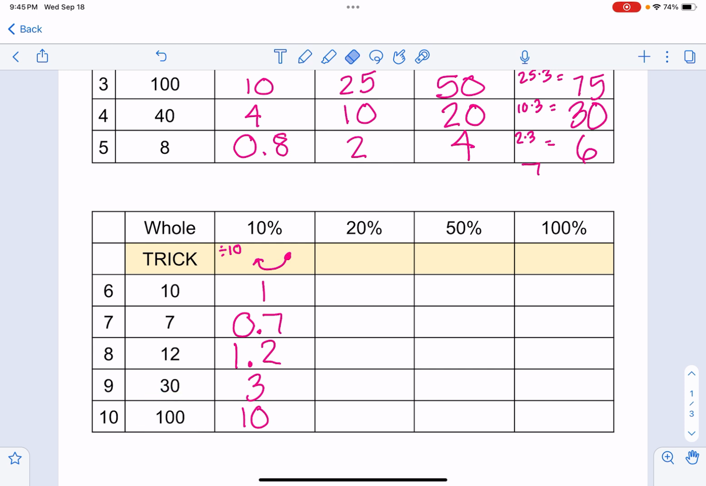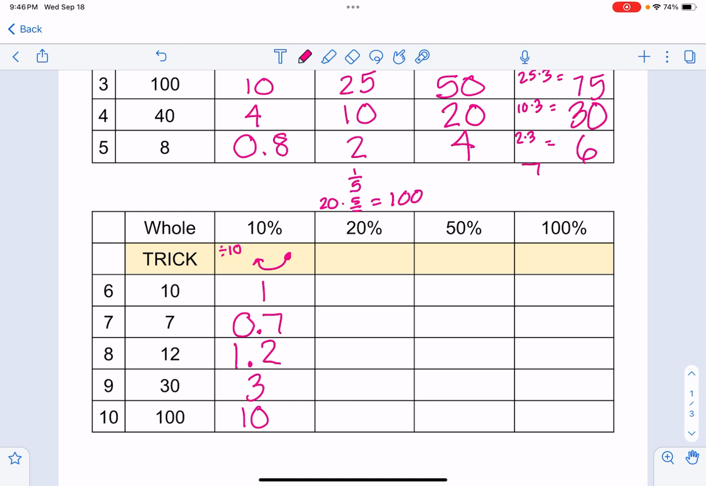All right, now 20%. This is a new one. So 20% reminds me of 1/5. 1/5 is equal to 20%. And that matches because 20 times 5 is equal to 100. There's actually two different ways you could find this one, and it just kind of depends which way you want to do it.